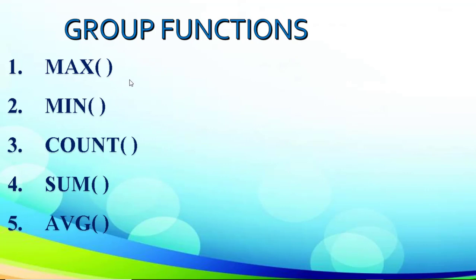So these are the different functions used in group functions. Max is used mainly to find the maximum value, min is used to find the minimum value, count is used to count the number of values in a column, sum is used to find the sum of values in a numerical column, and average is used to find the average of the values in a numerical column. These are the 5 functions in the group functions.